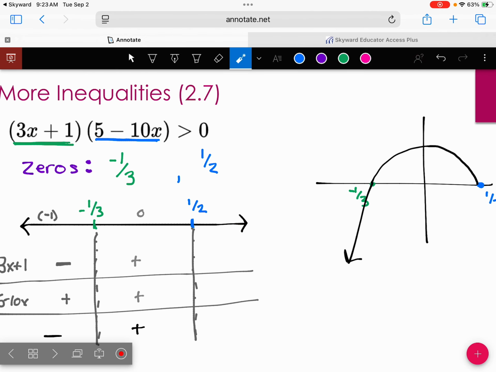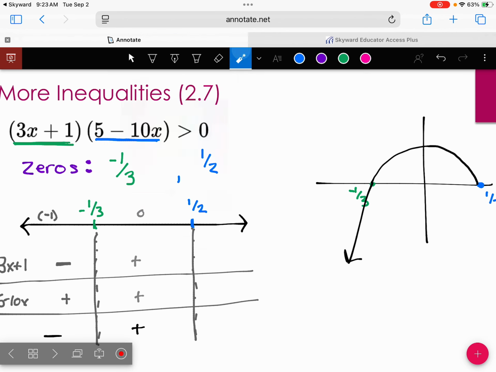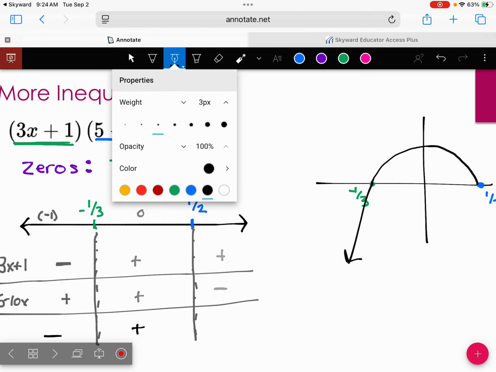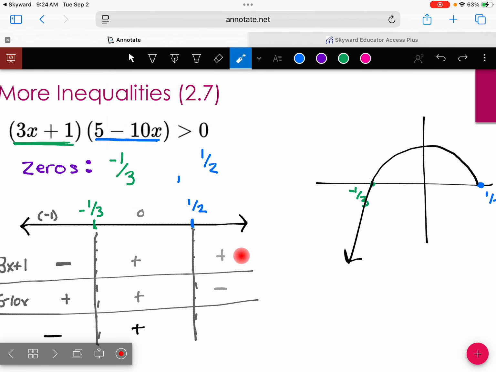Doing the same thing over here. A number bigger than 1/2. You can think 1, you can think 2, you can think 100. It doesn't really matter. Anything bigger than 1/2. So if we have 3x plus 1, and we have a number bigger than 1/2, is that going to be positive or negative? Positive. If we have a number bigger than 1/2, is 5 minus 10x going to be positive or negative? Negative. So our function, is it going to be positive or negative in this section? Positive times a negative? Negative.